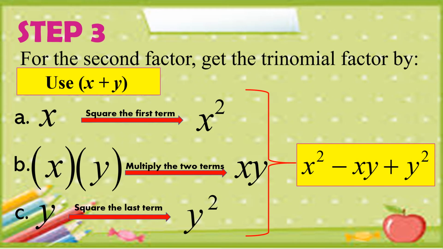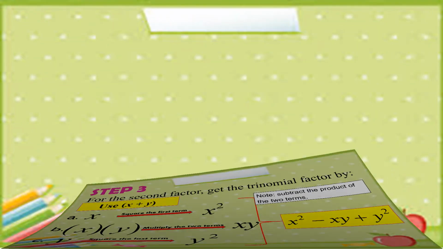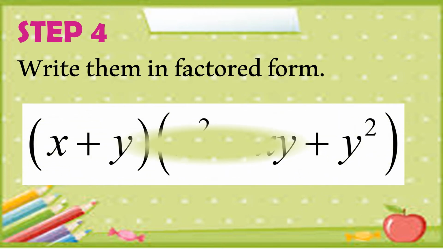The pattern in a sum of two cubes is minus followed by plus. And step 4, write them in factored form. We have now the quantity of x plus y and the quantity of x squared minus xy plus y squared.